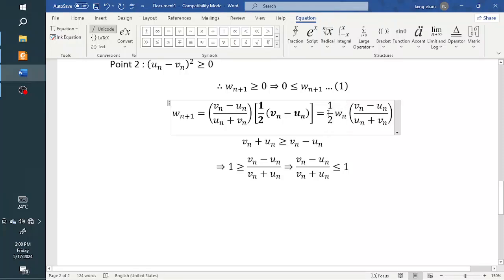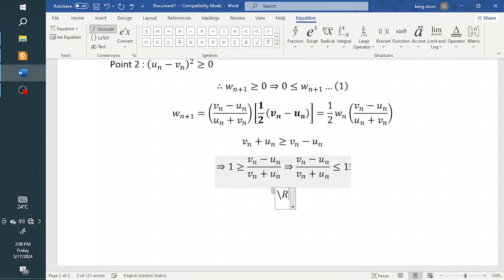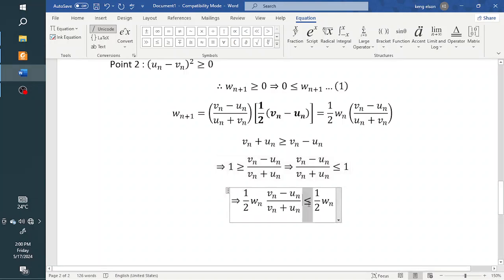Okay, so if I multiply both sides of the inequality by half Wn, this is what I'm going to get: half Wn times this quantity is less than or equal to half Wn times 1. Now the inequality sign will remain less than because Wn is positive.